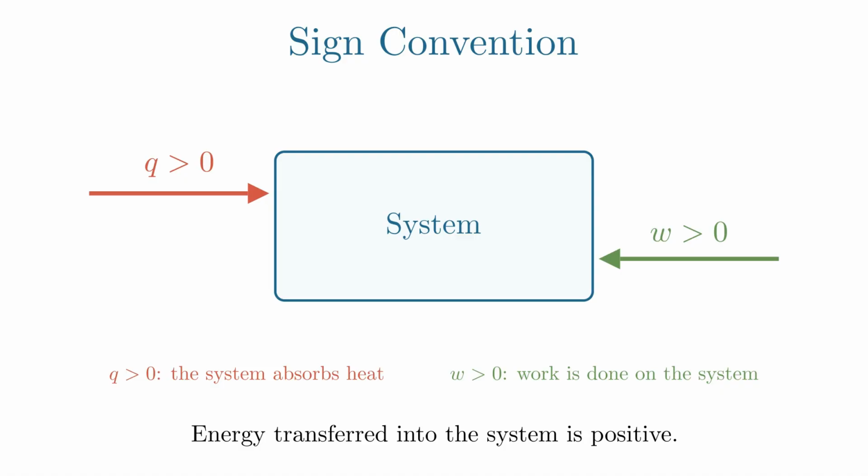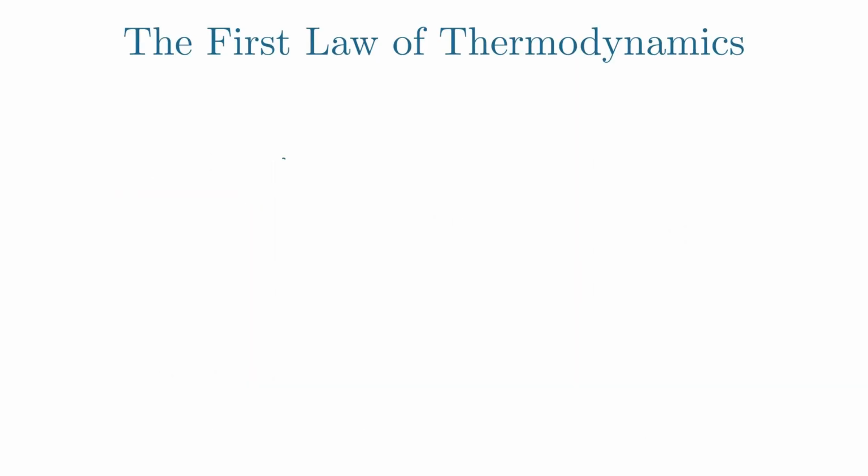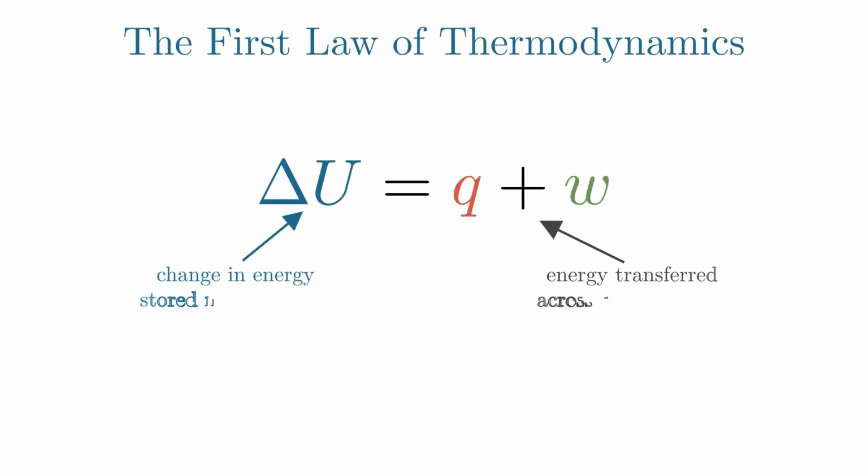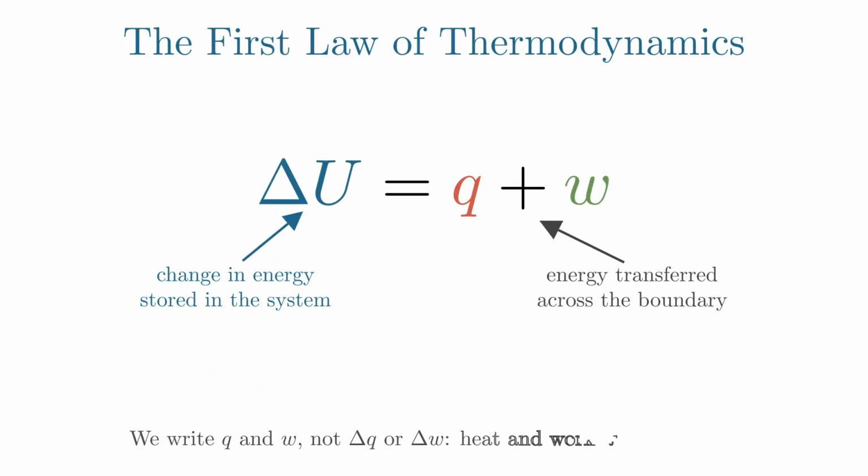What we have described is essentially the first law of thermodynamics, which is written as delta U equals Q plus W. It states that the internal energy U of a system can change through either heat or work. Once energy enters the system, it does not retain a label indicating how it arrived, just as a purchase may be made with cash or a credit card, but the money has the same value either way.